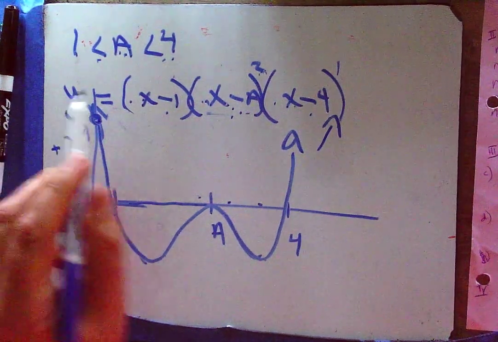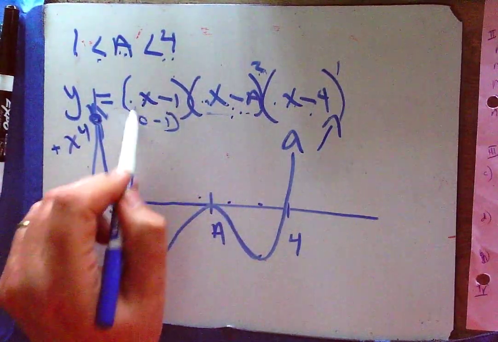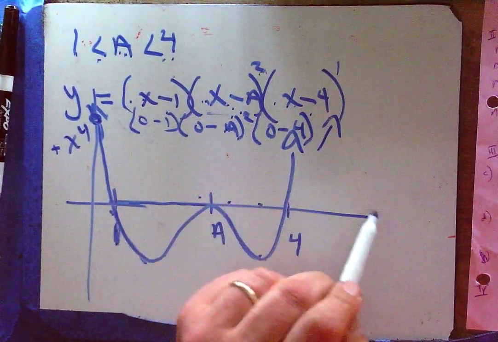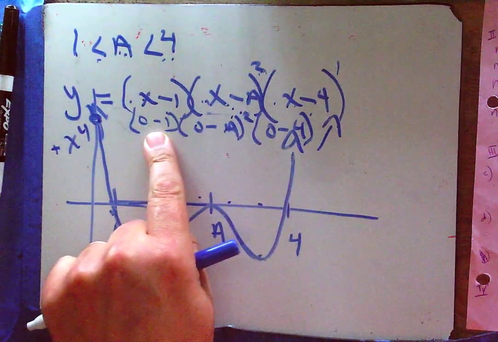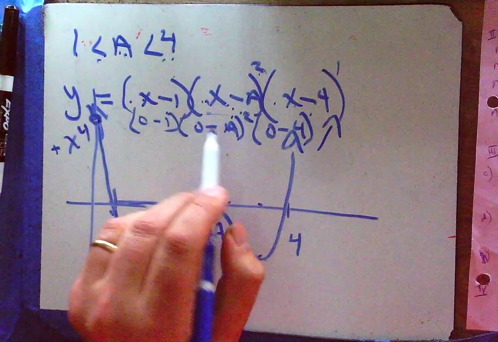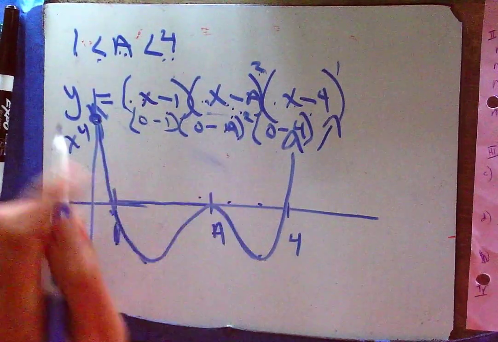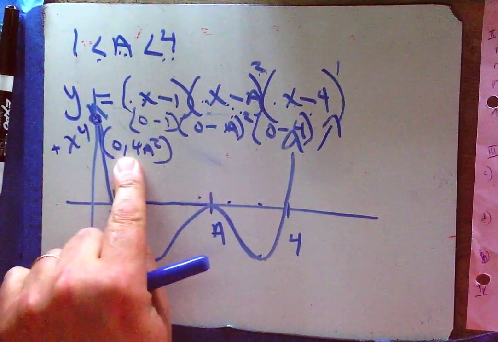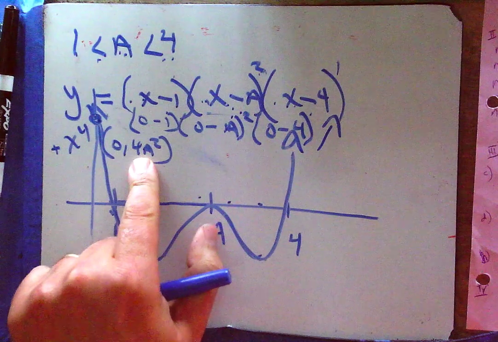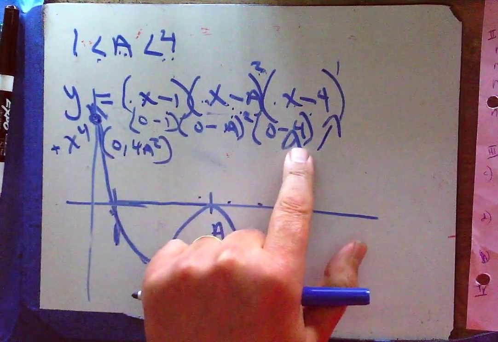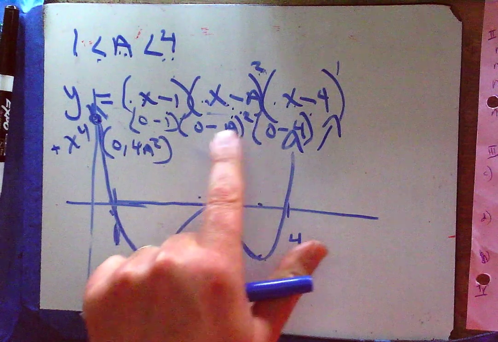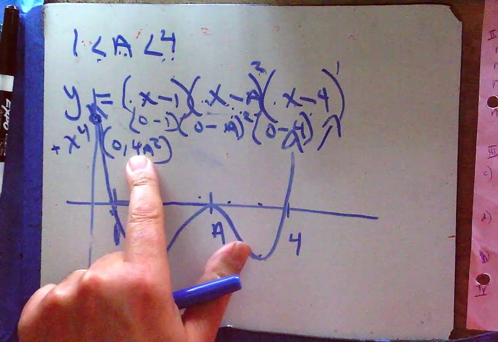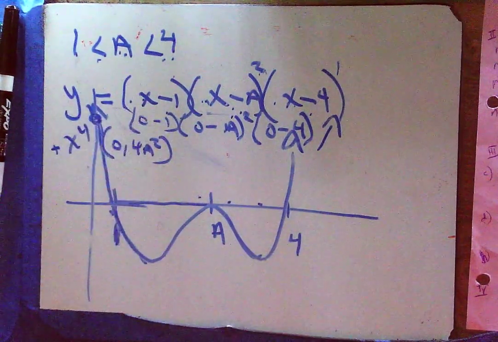Now that's interesting. What happens when I plug a 0 in? Well, negative times negative is positive, and negative a squared is positive a squared, so my y-intercept here is 0, 4a squared. Yes, you need to label the y-intercept. Yes, I got this by plugging a 0 in for all the x's. Negative 1 times positive a squared is negative a squared times negative 4 is positive 4a squared. Okay, and there's my graph.